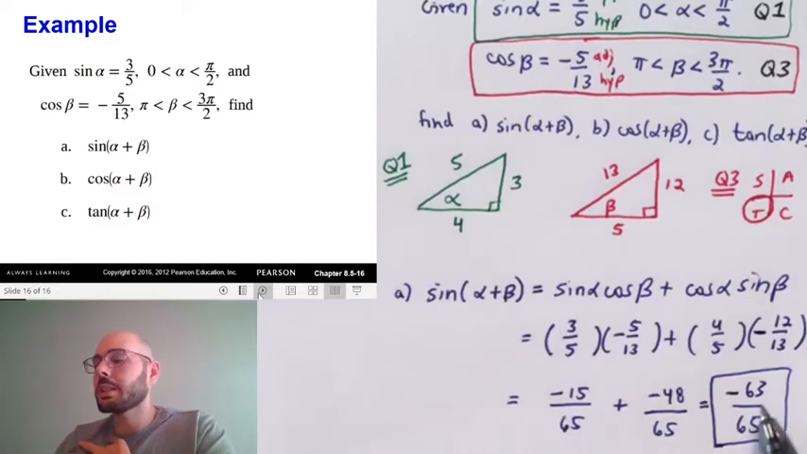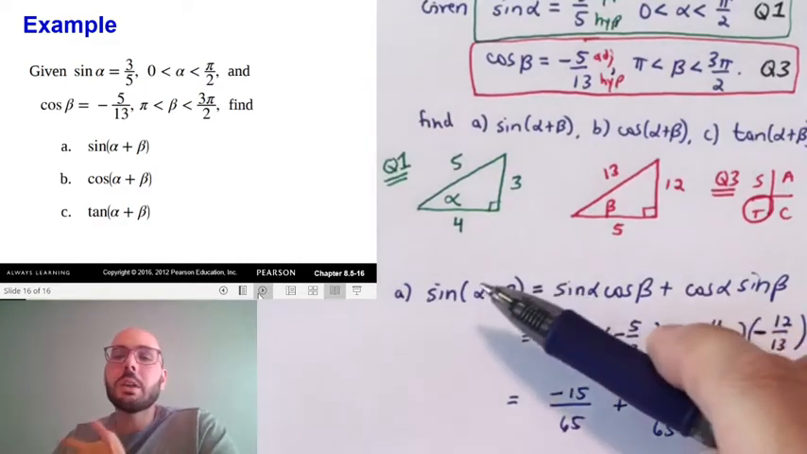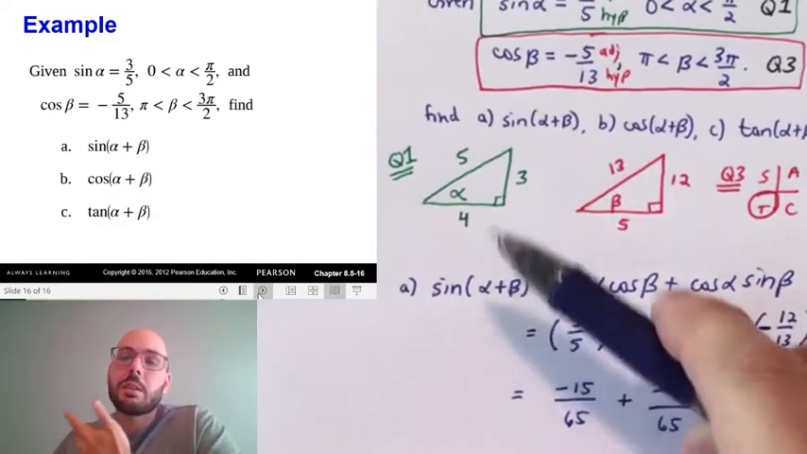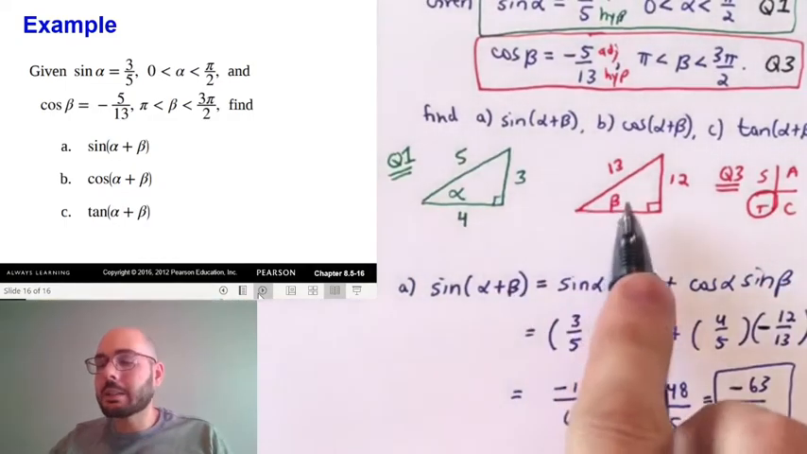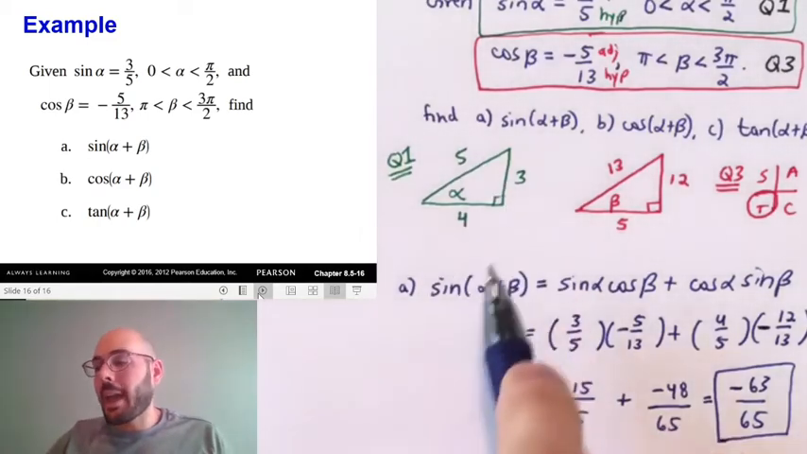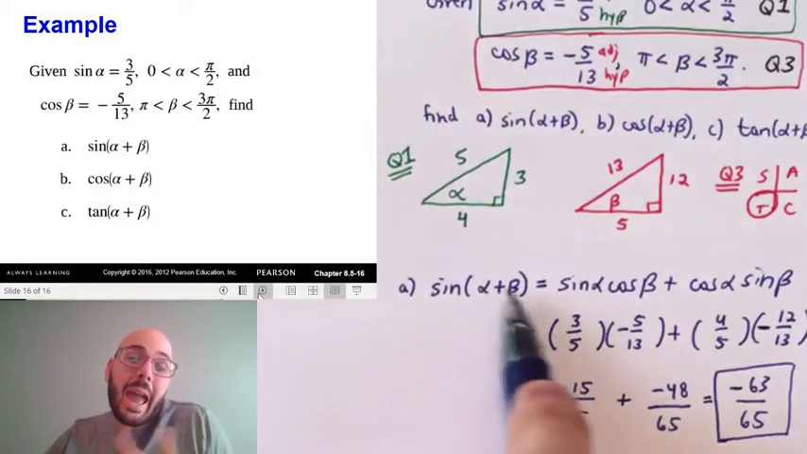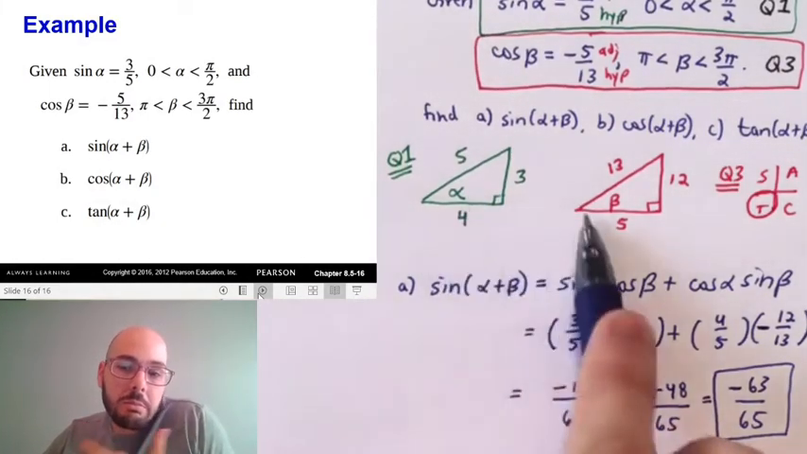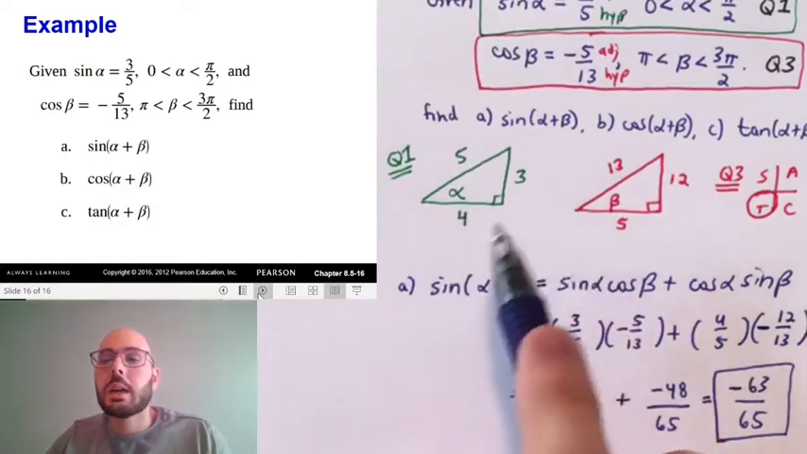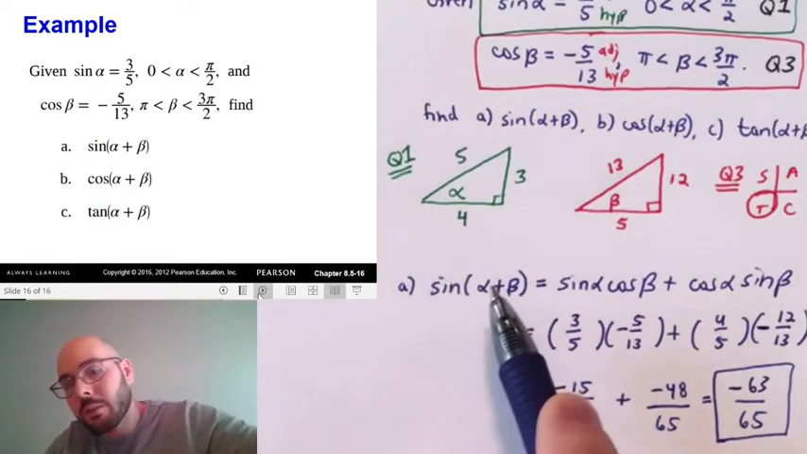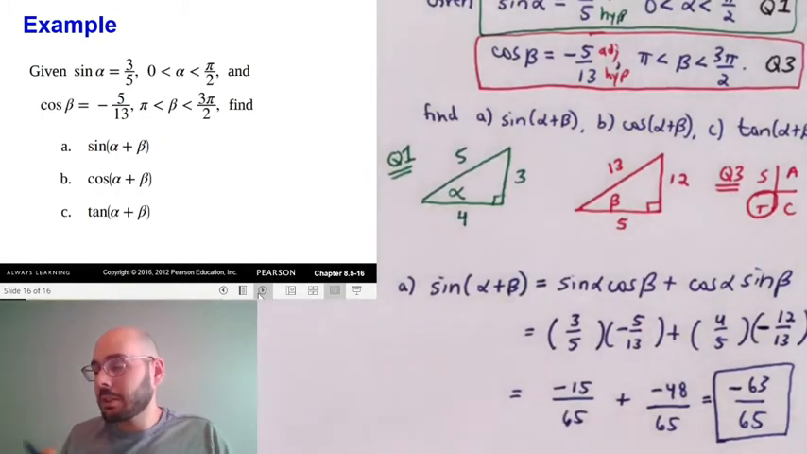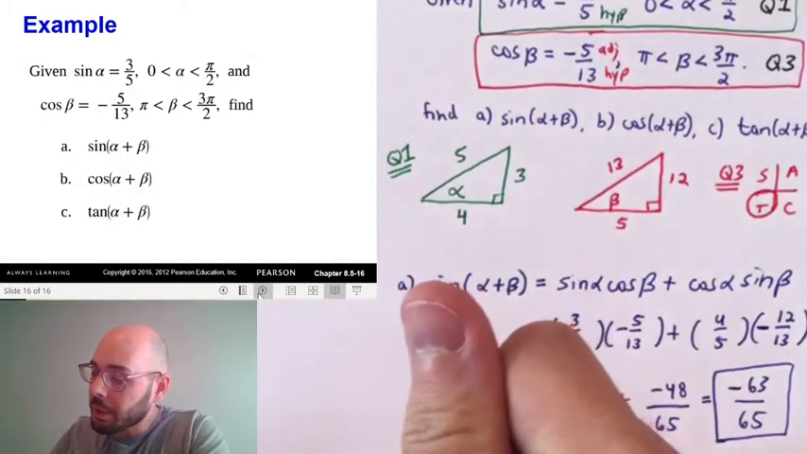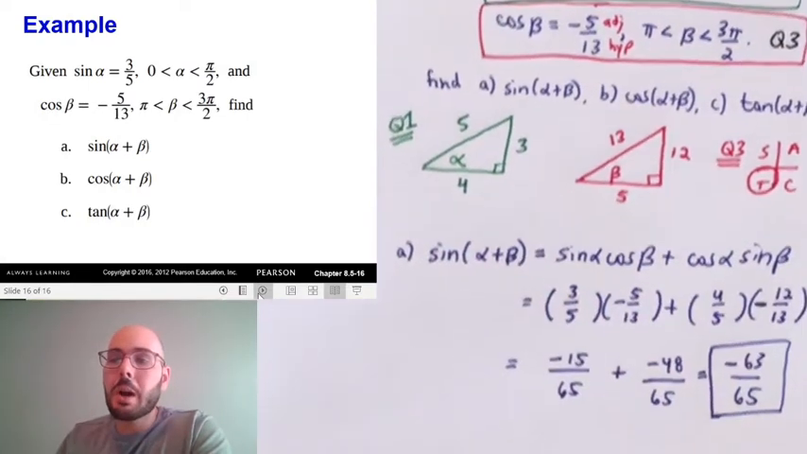It's kind of interesting. You might say, what does this even mean? Well, we don't know what these angles are, alpha and beta. They're just some angles. Alpha is some angle in quadrant 1. Beta is some angle in quadrant 3. And this is asking me, well, if you were to add those 2 angles together, these 2 sort of unknown angles, and then find sine's value of that new angle, it would end up being negative 63 over 65. So pretty interesting. Let's talk about part B.